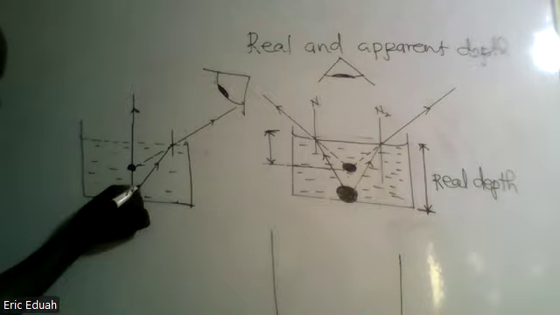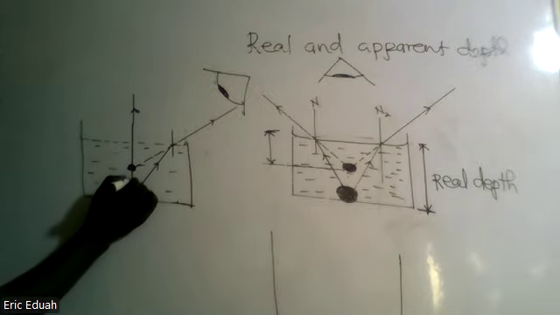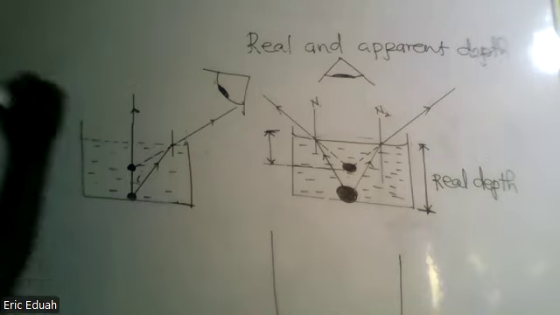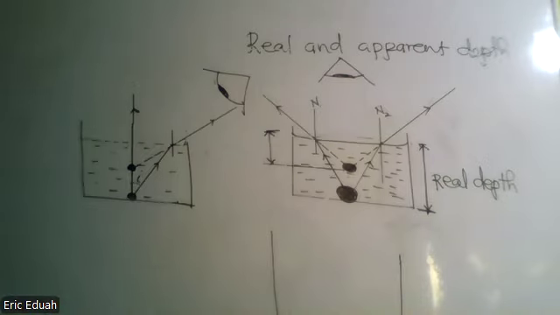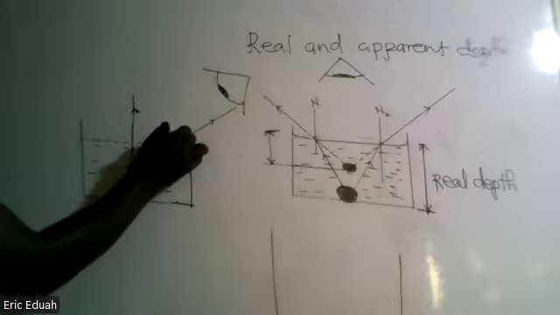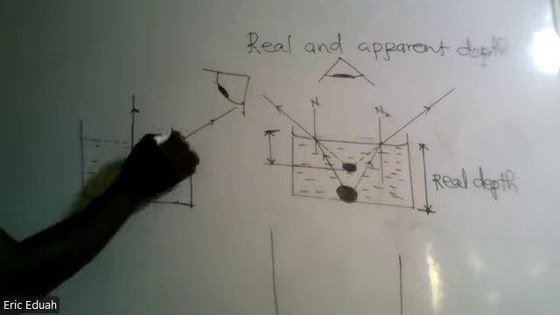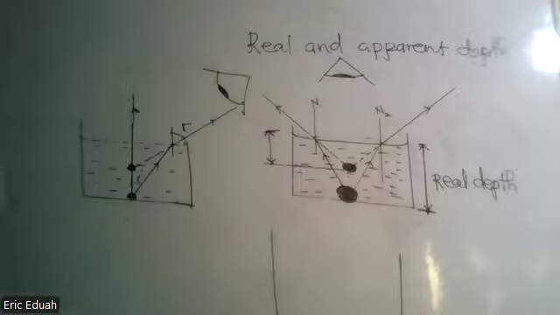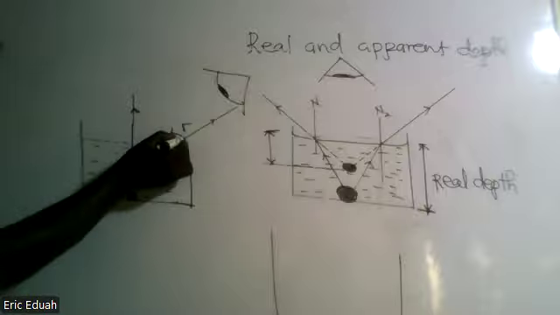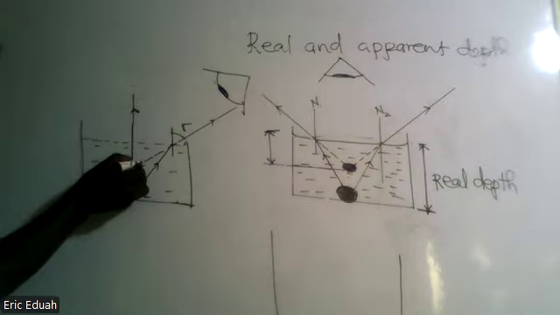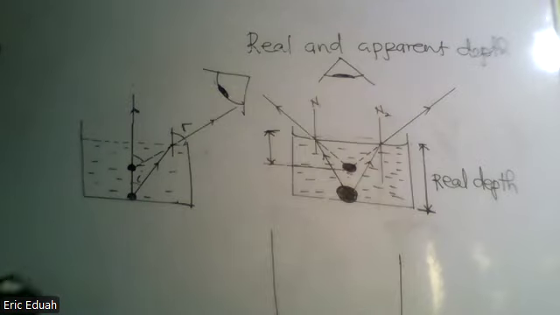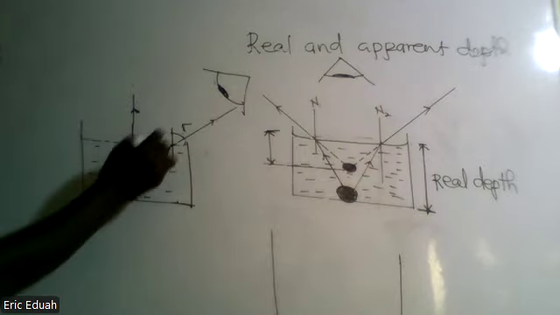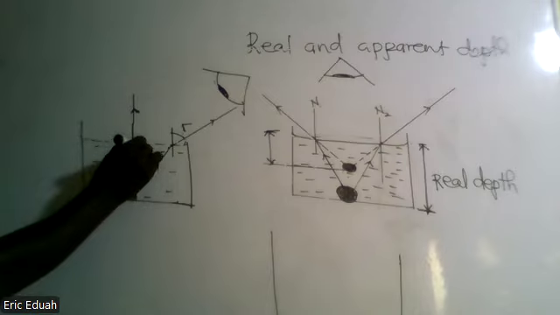Now, this is the angle of incidence, I. That's the refracted ray. So this becomes the angle of refraction R, the angle of refraction R. This angle is equal to this angle because they correspond. So if this is R, this is also R.